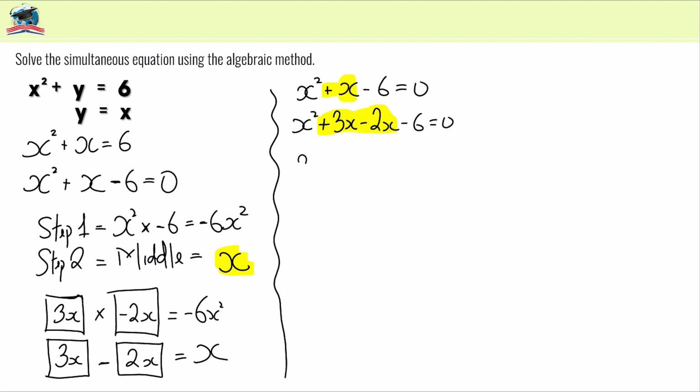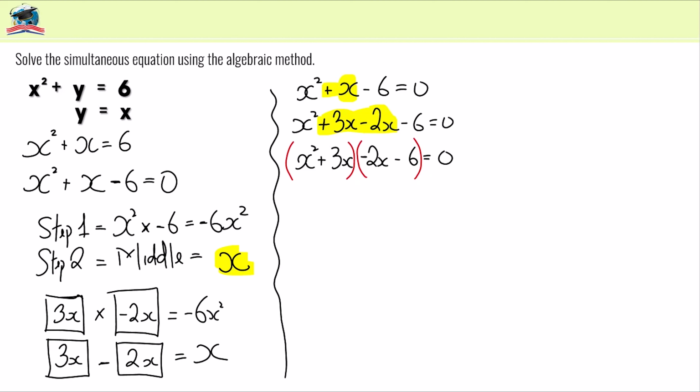Now we're going to put brackets because we want to factorize. So we now go x squared plus 3x minus 2x minus 6 is equal to 0. Put brackets in. I'm going to go red now. We're going to put a bracket here and a bracket here, and then a bracket here and a bracket there. Good. I'm just going to remove this minus and write it out again so that we can see clearly.